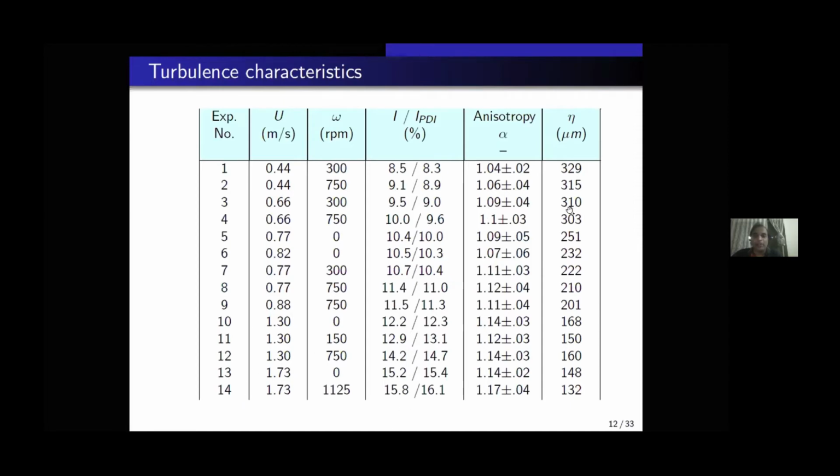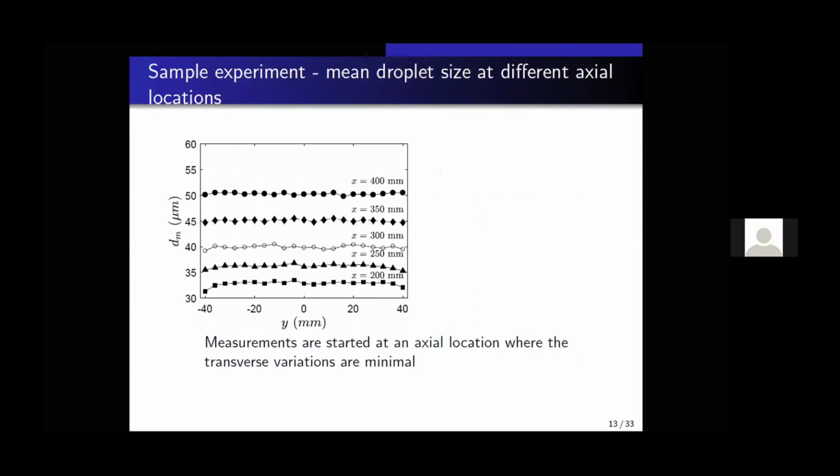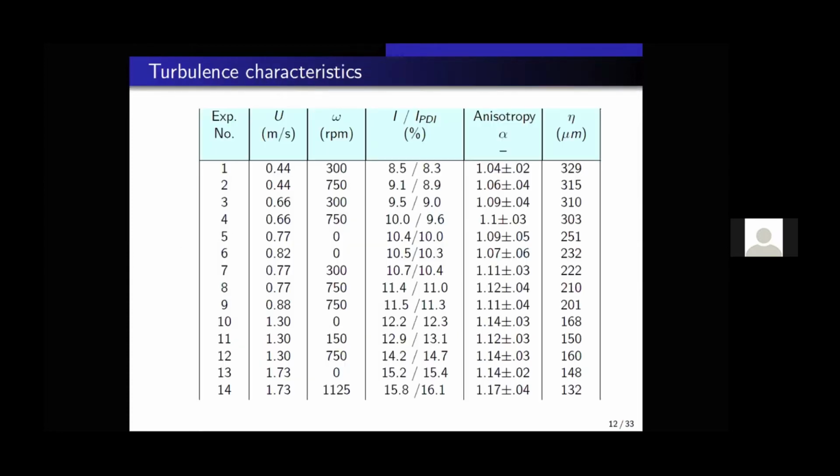As the turbulent intensity is increasing, the corresponding Kolmogorov length scale is decreasing from around 330 microns to 130 microns. And let me recall that the droplet field itself, right at the spray nozzle location, is in the range of 0 to 120 microns. I didn't understand L by LPDI. What is that? No, it's not a ratio. I'm sorry, this is not a ratio.